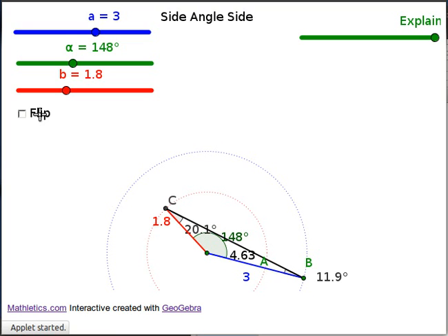So if you went and built your triangle, and I went and built my triangle, using SAS, side, angle, side, then you're guaranteed at the end of the day that the two triangles are going to be congruent. They're going to be the same if you rotate them, or translate them, or flip them. They will be the same triangle.